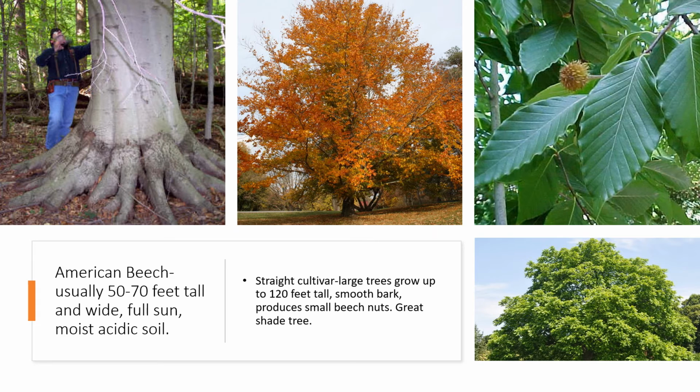The American beech is a large tree. You can see it has beautiful bark there in the top left picture. It'll usually grow about 50 to 70 feet tall and wide. It does prefer full sun and moist, acidic soil. It does not want to be wet, but given a little extra moisture, it is going to be a really happy tree and grow a little faster for you. As for straight cultivars, there are no cultivars on the market that I know of. All of these are just selections from the wild that are unnamed, but they can grow up to 120 feet tall if they're very happy in a very good location.